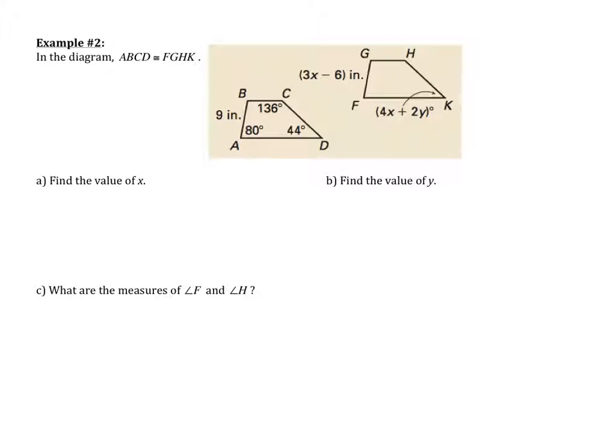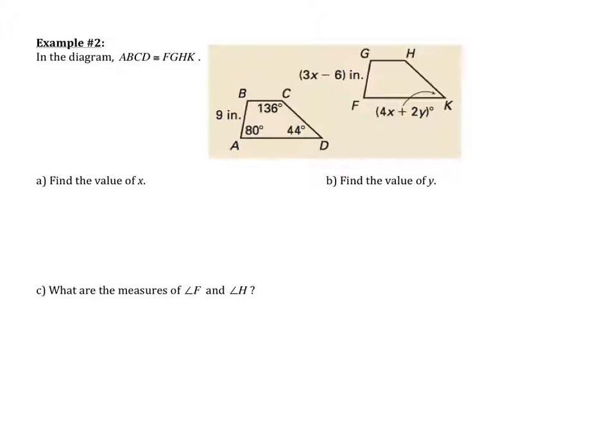Example number 2, in the diagram, ABCD is congruent to FGHK. Since they're listed in this order, I can assume that A corresponds with F, B corresponds with G, C corresponds with H, and D corresponds with K. So they started here and went this way. ABCD, FGHK. So again, we can assume these correspondences based on how they wrote the congruent statement.